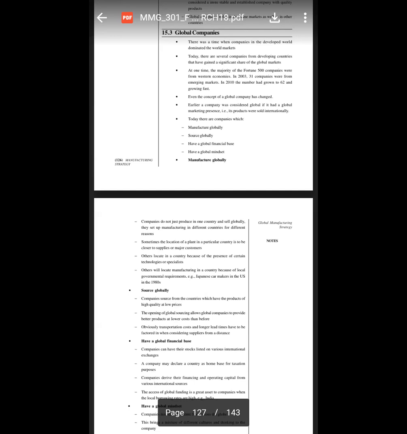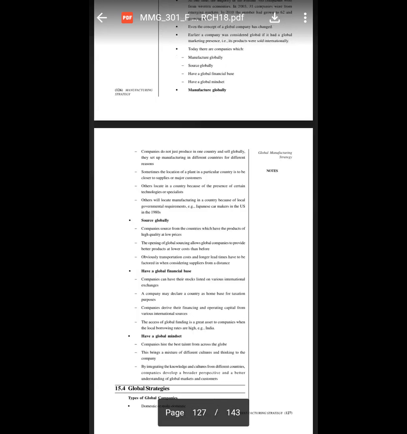And even the concept of the global economy has changed. Earlier a company was considered global if it had a global marketing presence, and products were sold internationally. Today there are companies which manufacture globally, source globally, have a global finance base, and have a global market. So these all are the important factors. Then manufacture globally. Companies do not just produce in one country or sell globally. They set up manufacturing in different countries for different reasons.